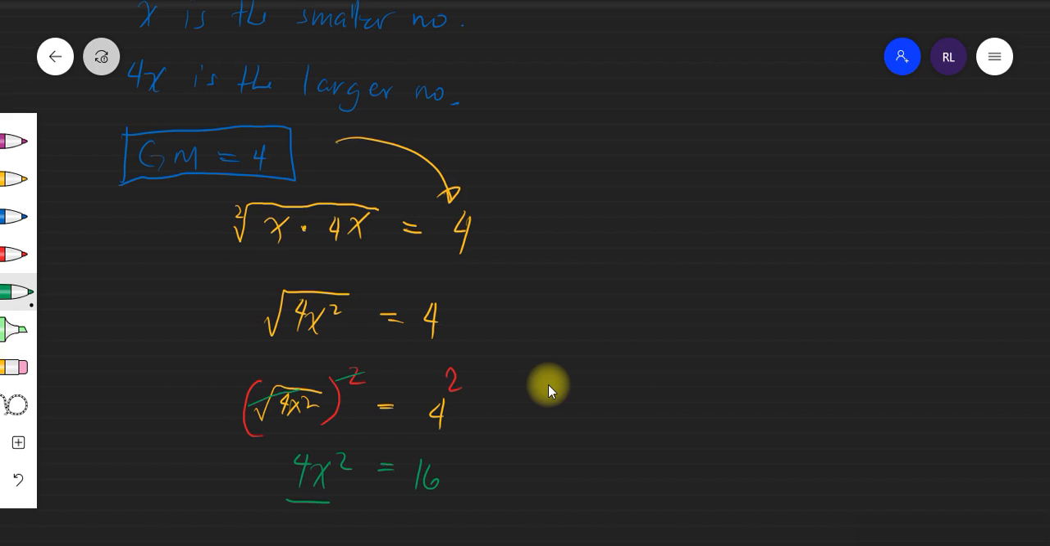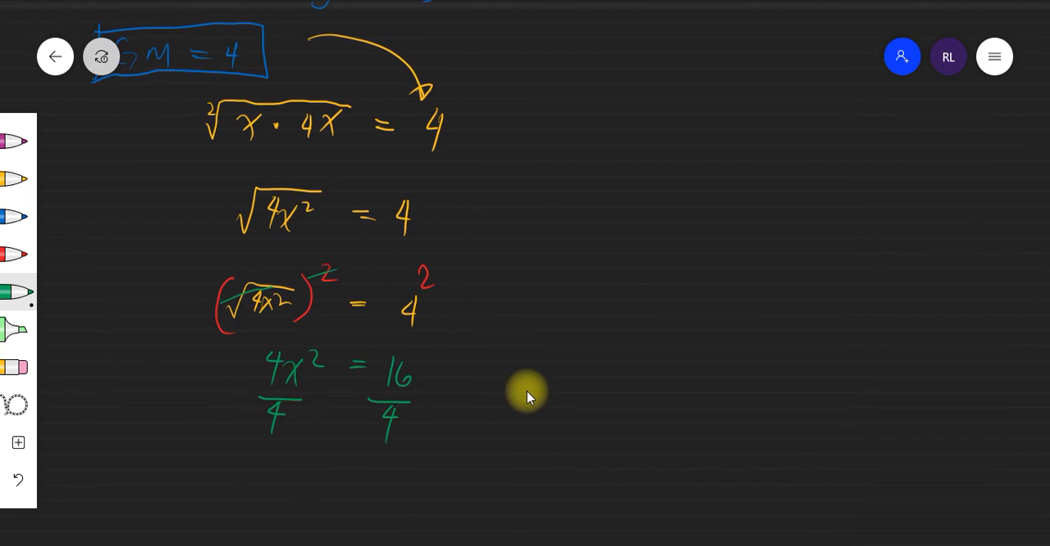Then divide by 4. You'll get x squared equals 4. Now, since our first concern is x as our smaller number, we'll take the square root of this. To remove square root, square. To remove the square, take the square root on both sides.